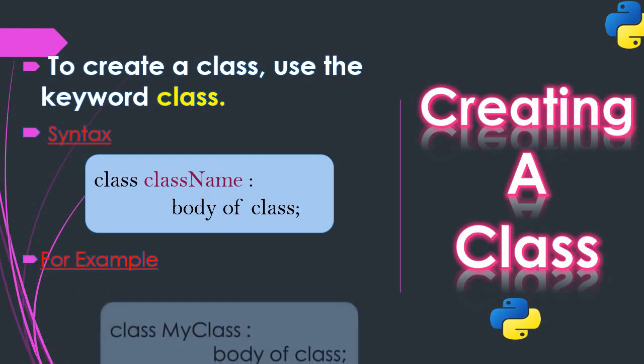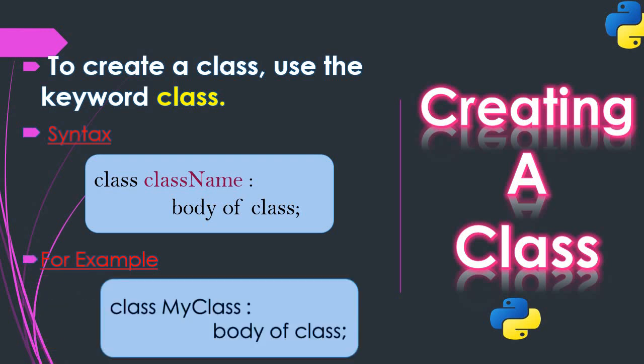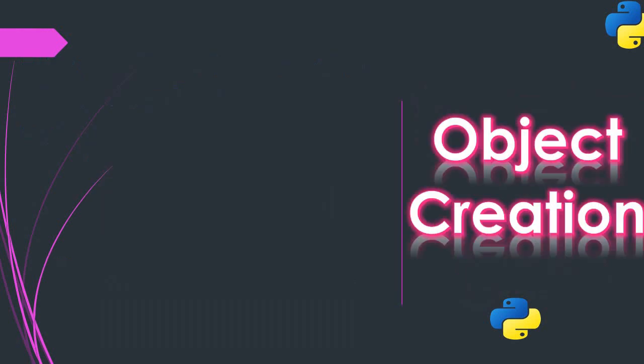Now for example, suppose we have to create a class named MyClass. I have written the class keyword, after a space I have given the name of the class, that is MyClass, then colon, and after that we will write the body of that class. Don't worry guys, we will also practically implement that. I will also give you many examples of creating a class and object. This is all for the theory. Now let's move on and see how to create an object in Python.